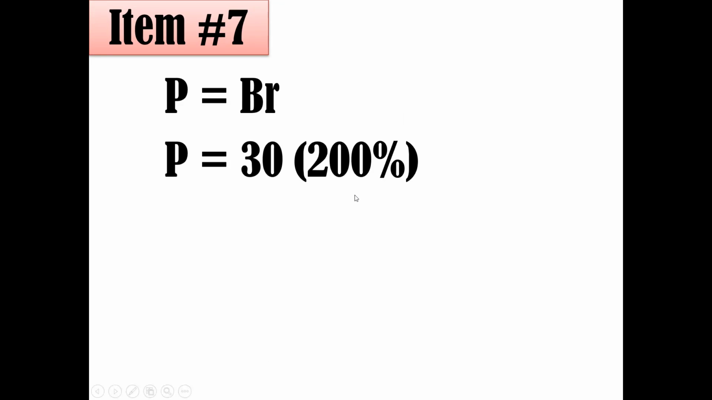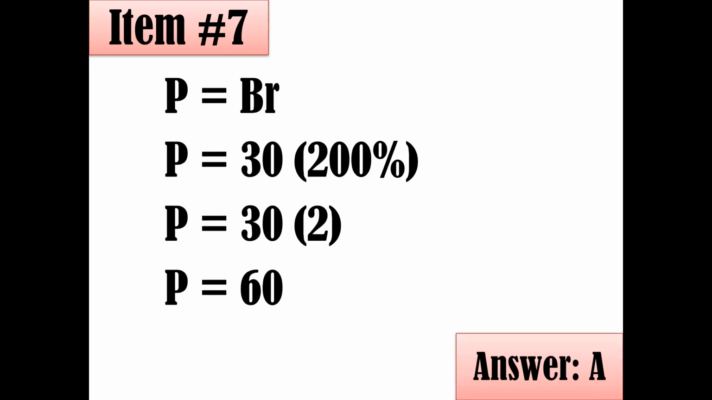To convert the rate, remember, you could express the percent either as a fraction or a decimal. To convert to decimal, all you have to do is divide this by 100%, or simply move the decimal point 2 places to the left. So 200% is actually equal to 2. And 30 times 2 gives you 60. So letter A is the answer here. Very good. Number 8.